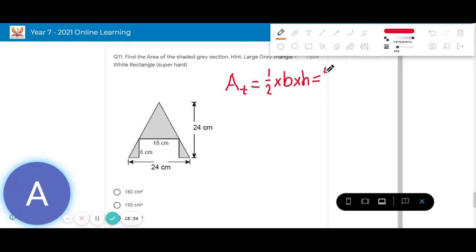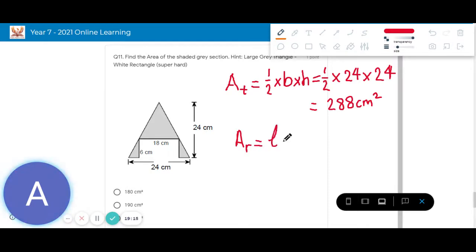So the area of this large triangle is just going to be a half times our base, which is 24, times our height, which is also 24. So the area of the triangle is a half times 24 times 24. So 288 square centimetres. And we need to subtract the area of the rectangle here because clearly that's missing from our shaded area. They've subtracted that area. So area of the rectangle now, this is what we need to subtract.